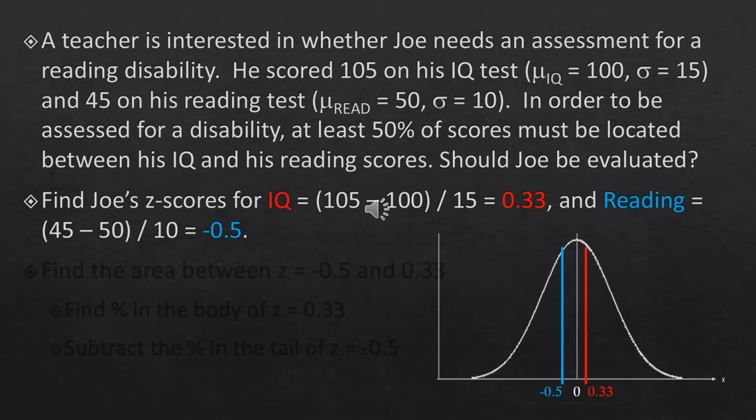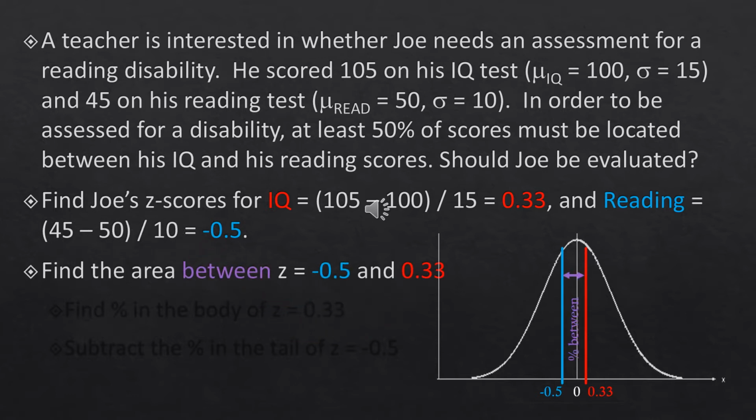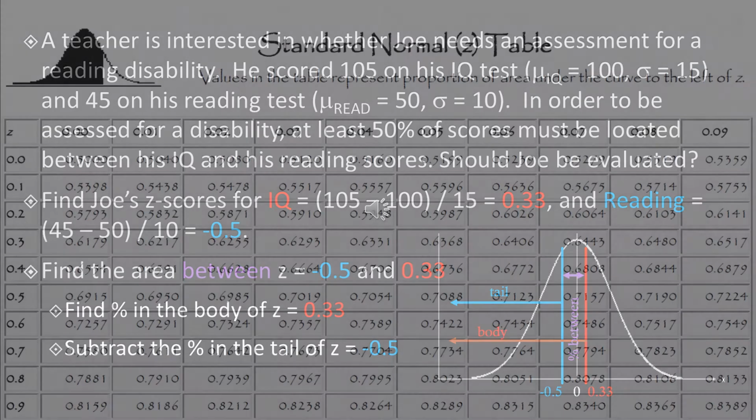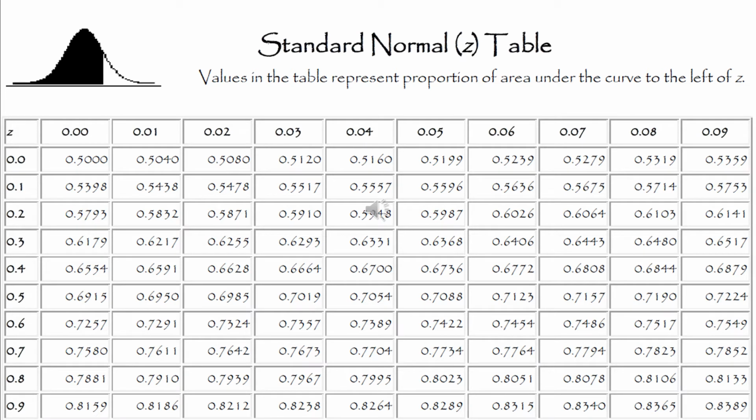We need to find the area between those two z-scores, between minus 0.5 and 0.33. And in order to find that, we need to find the body, the percentage of scores in the body of a z-score of 0.33, and then subtract off the percentage of scores in the tail of a z-score of minus 0.5. So let's remember, we need the body of a 0.33 and the tail of a minus 0.5. But the z-table only gives us a body, and we're going to have to figure out the tail of the minus 0.5 from the body.